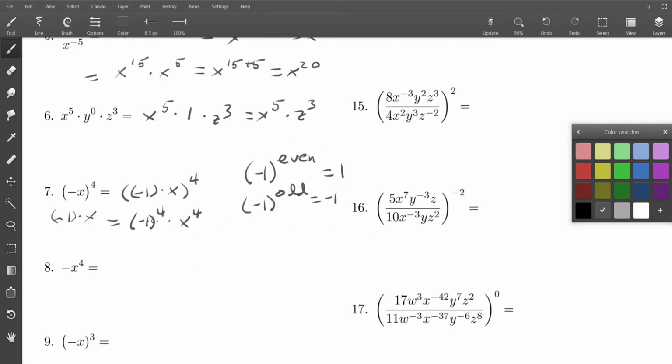And so here, we see that this is negative 1 to the 4. 4 is an even number because it's 2 times 2. And so we get that this is just going to be equal to 1, and we get x to the 4th.